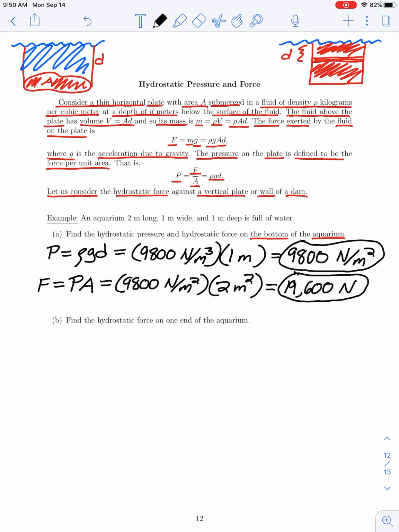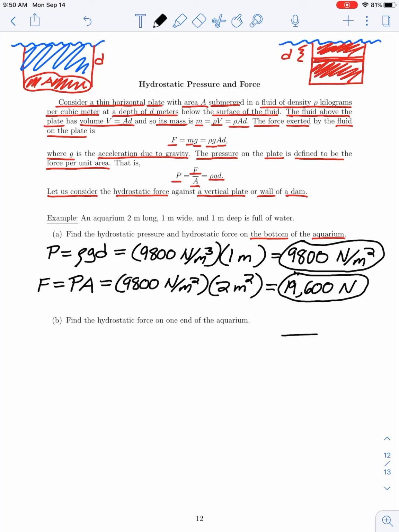Now in part B, we'll consider how to address the more complicated question of finding the hydrostatic force on one end of this aquarium. So here we can think about one end of our aquarium as a vertical plate, which is submerged in this fluid. So let's think about how we're going to find this. Let me draw a little figure here.